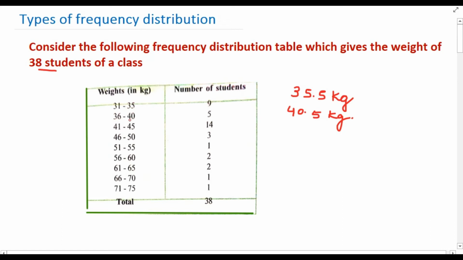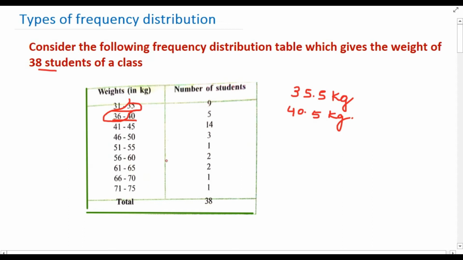We cannot add them in this interval, and we cannot add them in the class interval 36 to 40 either. This is because there are gaps between the upper and lower limits of two consecutive classes. We can see the gap: 31 to 35, after that it is 36 to 40. So we need to adjust the intervals so that the upper limit and lower limit of consecutive intervals are the same. So how will we do that?